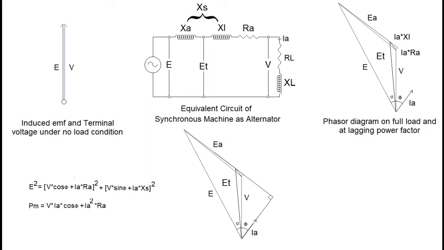Now let us consider power relations. The product of E and IA with the cosine of the angle between them, that is sigma plus phi, is the total active power supplied by the prime mover. Mechanical losses are also supplied by the prime mover but do not appear in the phasor diagram.